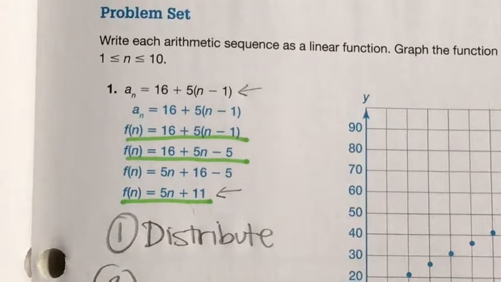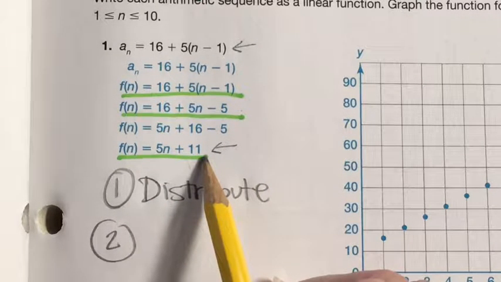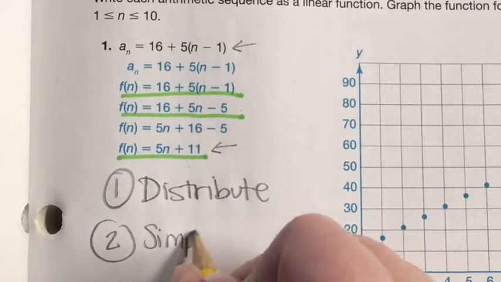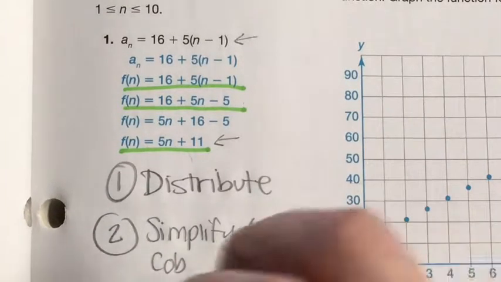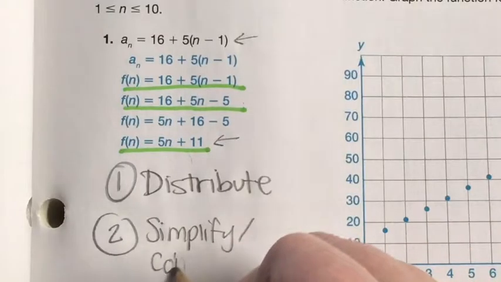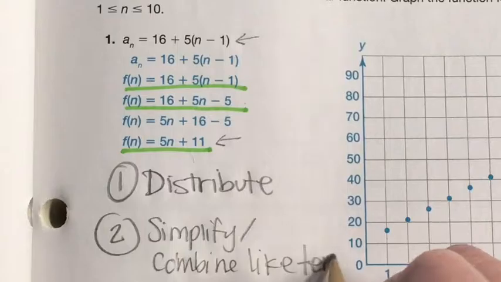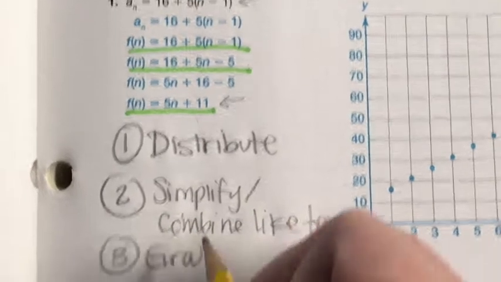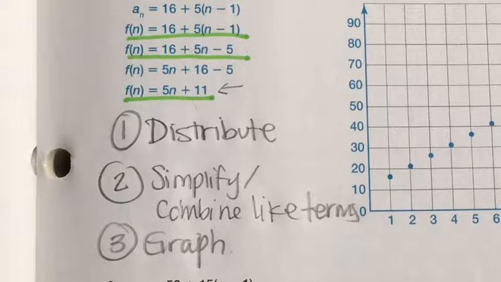Step 2, what did they do from this green line down to that green line? Simplify, combine like terms. So simplify, combine, well, let me write the actual word, combine. And then step 3 would be to graph it. And I prefer just using my graphing calculator to get a table if I need to. It's basically whatever you want to do.